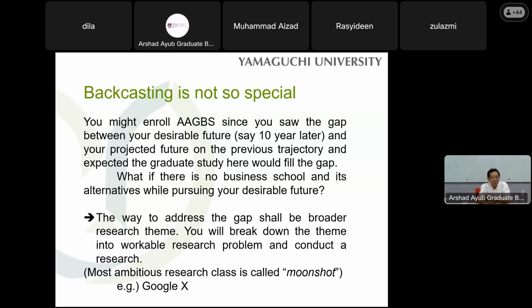But again, the way to address the gap in the absence of a business school shall be broader research-led. So you will break down the dream into a workable research program and conduct research. If you are familiar with sociology research, you may find many good examples of how local governments or activists try to transform the community or the region with the view of the backcasting approach.